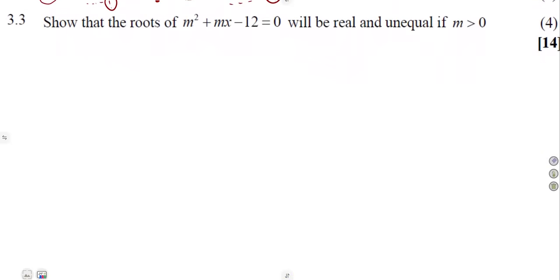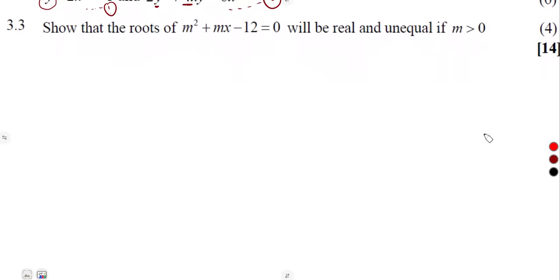Show that the roots of this equation will be real and unequal if m is greater than 0. All right, for the roots to be real and unequal, our delta is supposed to be greater than 0. So let's find our delta from m squared plus mx minus 12 is equal to 0. All right, this was wrongly written, sorry. The question was wrongly written. It was supposed to be mx squared plus mx minus 12 is equal to 0, all right?